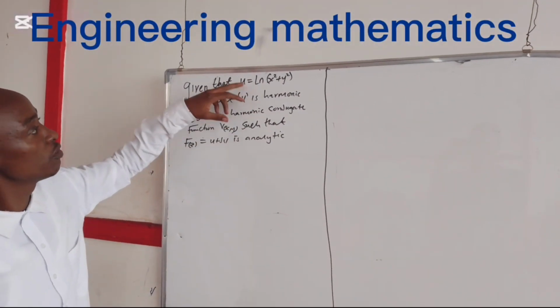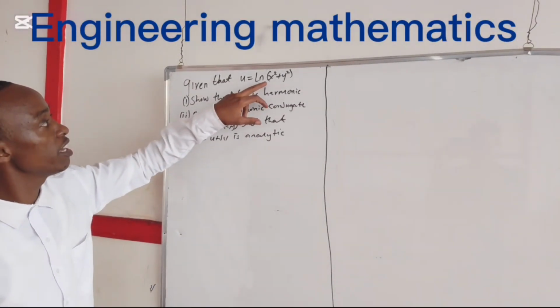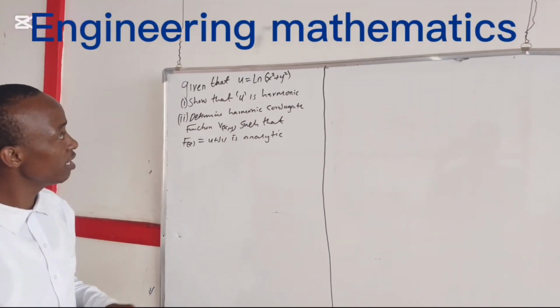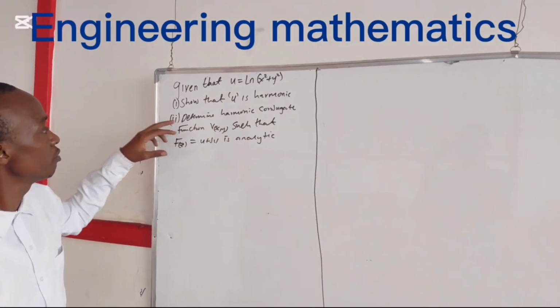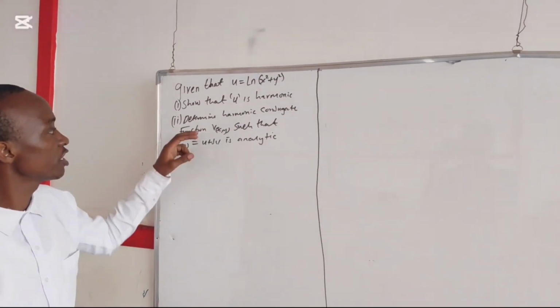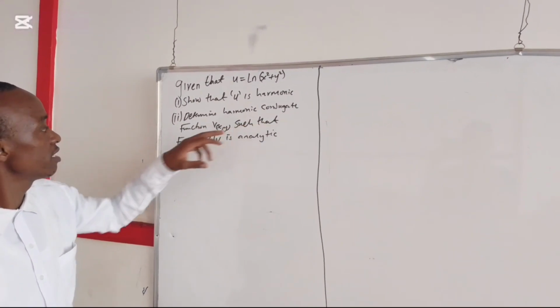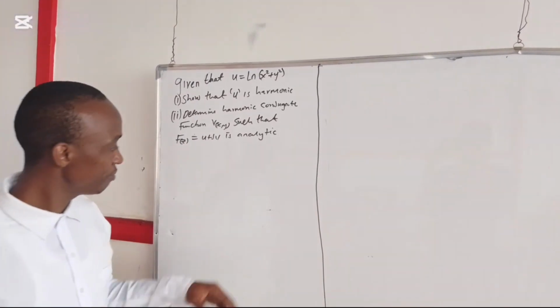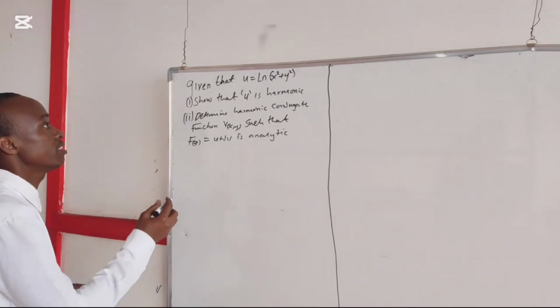Today we are going to solve a mathematical equation, model 3 on harmonic conjugate. U, a function of x and y, is equal to ln(x squared plus y squared). Part 1: Show that U is harmonic. Part 2: Determine the harmonic conjugate of U, a function phi of x, such that f of z is equal to U plus iV is analytic.